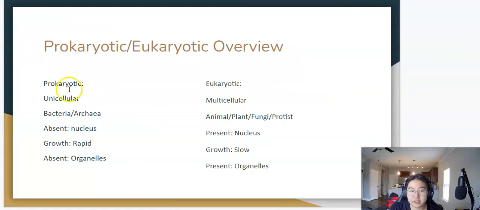So prokaryotic cells typically have no membrane-bound nucleus and organelles. They usually don't have any organelles as well. They are part of the bacteria and archaea kingdoms. They have a nucleoid instead. Eukaryotic cells are multicellular. They are part of the animal, plant, fungi, and protista kingdoms. They have a present nucleus, membrane-bound organelles, and they typically have organelles present.